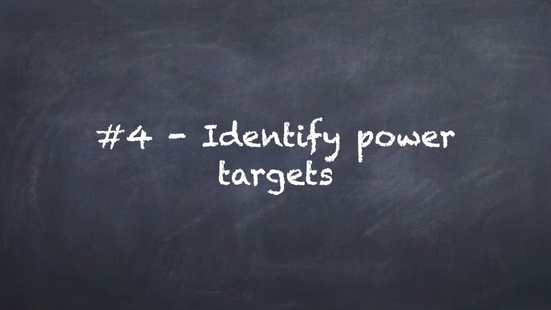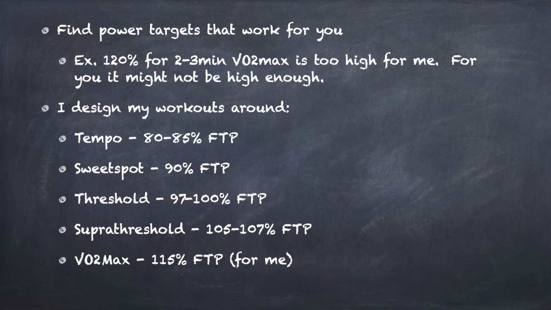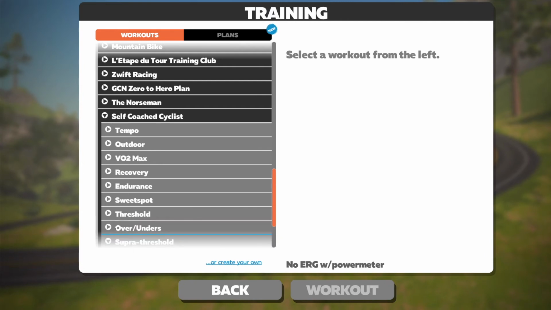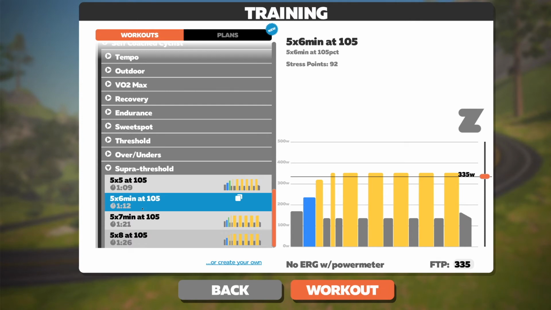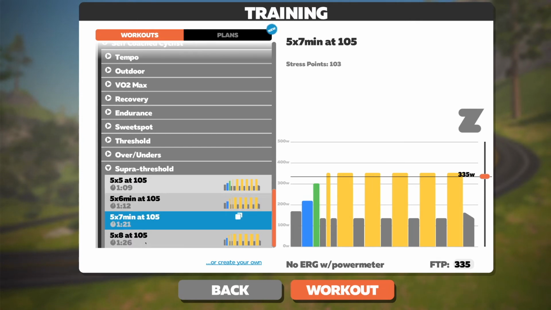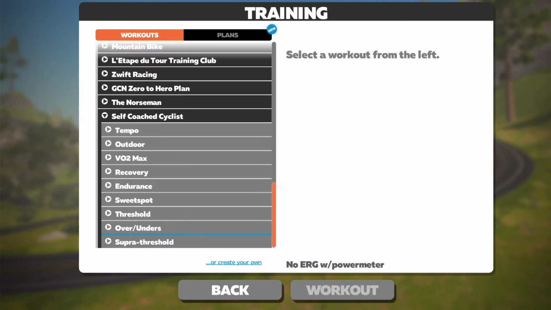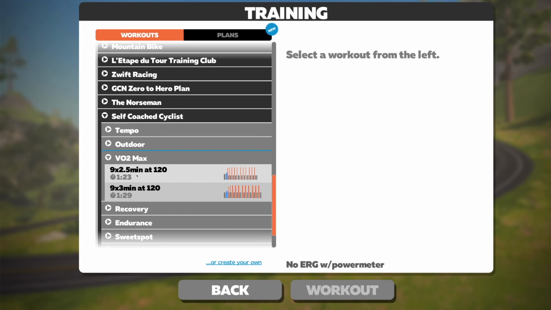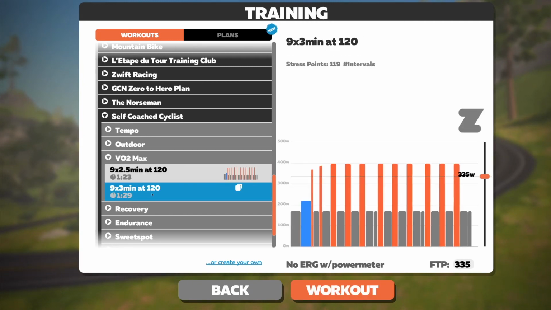Next step, once you've identified the kind of progression and type of workouts that you want, is identifying the power targets. So when you find the intensities, you're going to have to identify the targets that work for you. And this is more specifically for above threshold work. Under threshold, it's a little more common between athletes for the different power targets they need, but once you're above threshold, there's a bit more individual variation. So VO2 max is commonly prescribed at around 120%, and that's too high for me. That might not be high enough for you, so you need to figure out where those need to sit.